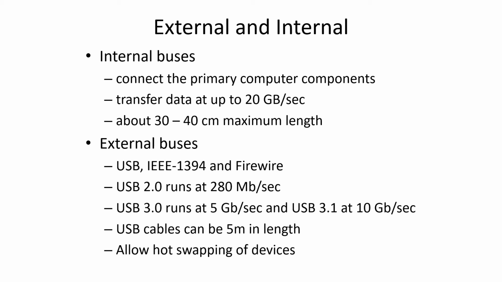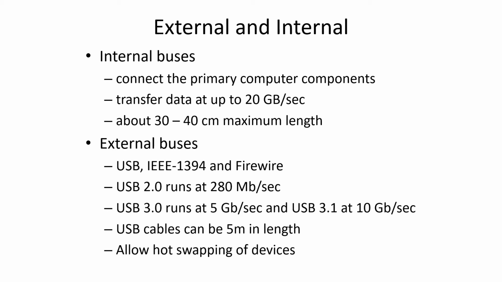We're talking about the internal buses of the computer. They run very quickly, about 20 gigabytes per second. Now, they're significantly different than the external buses. A USB is a universal serial bus, and it's a connection that allows you to connect all sorts of different devices to your computer. There are different speeds.